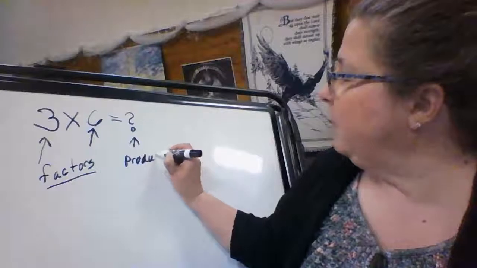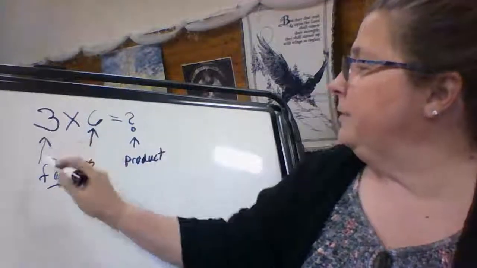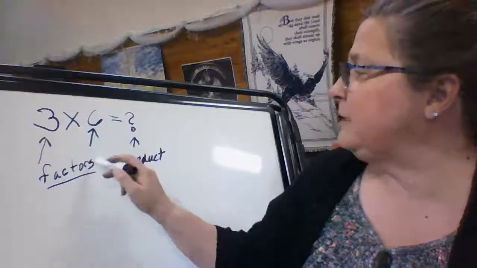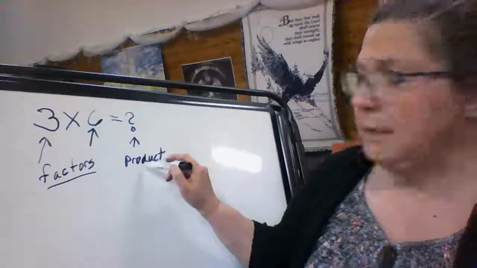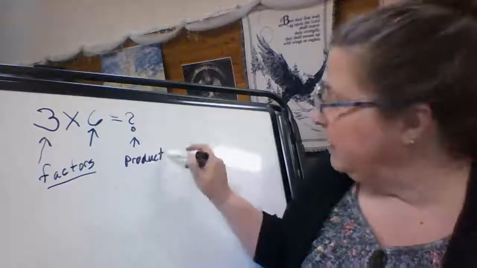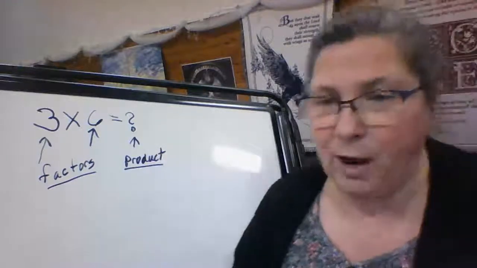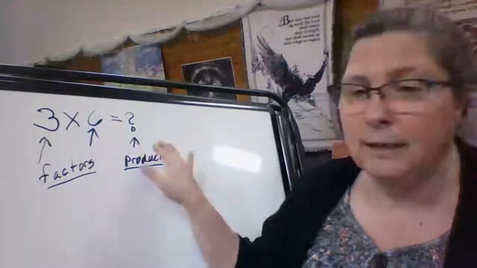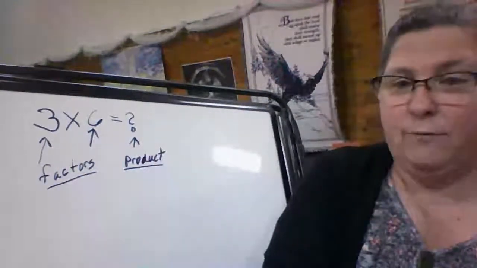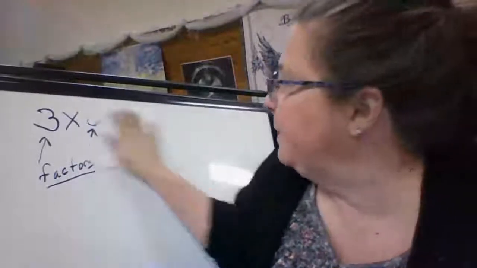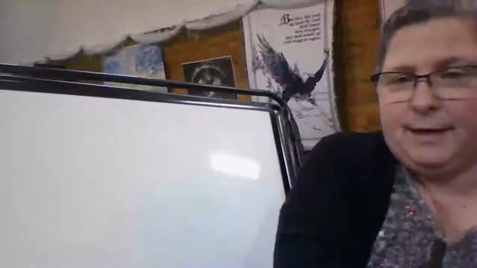Your two factors, factor 3 times factor 6, equals your product, or your answer. We don't know what the answer is, but we're going to start using this word product. So the product of these two factors is what we're looking for. We're looking for the product. Does everybody understand that? That's great. So I'm going to use a number line for this.